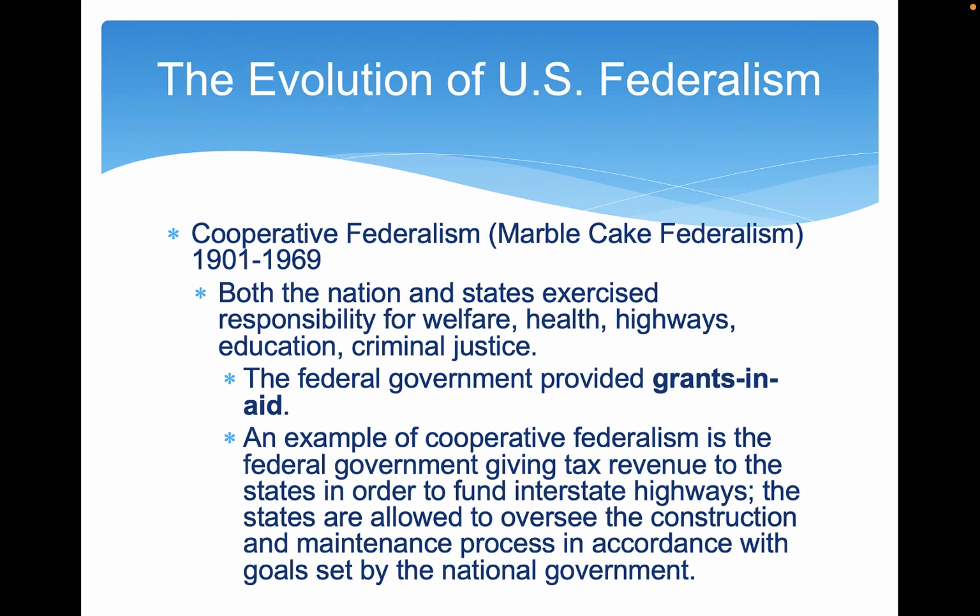Then from 1901 to 1969, we had something called cooperative federalism, or marble cake federalism, where you had both the nation and the states responsible for things like social welfare, health care, highways, education, and criminal justice. The federal government is going to provide grants and aid to help states run these programs. An example of cooperative federalism is the federal government giving tax revenue to states in order to fund interstate highways.